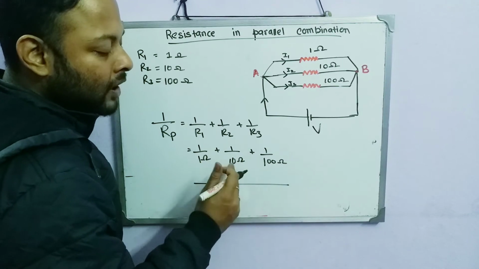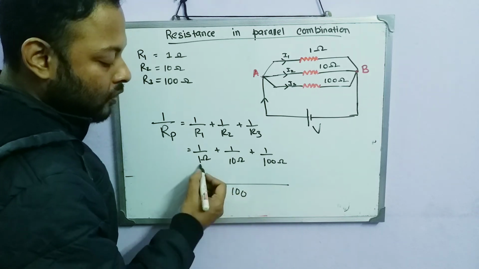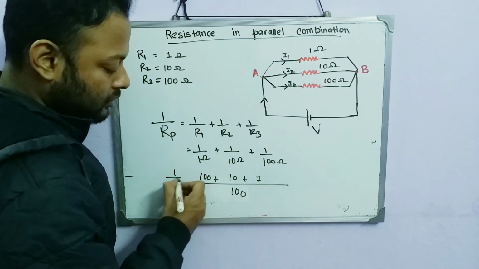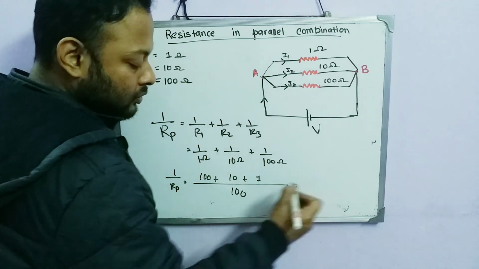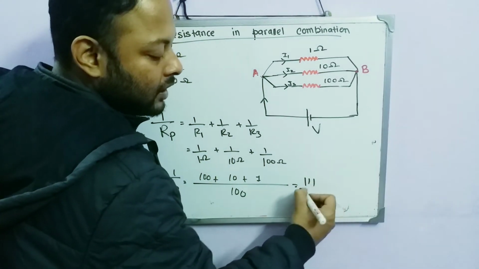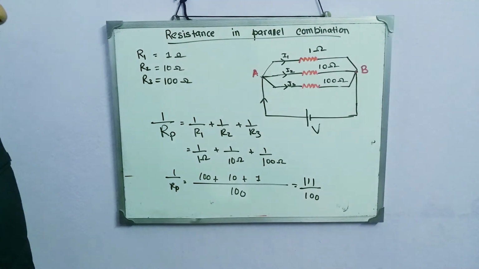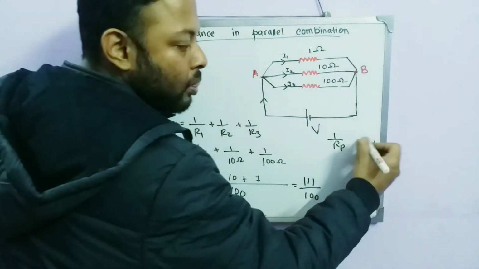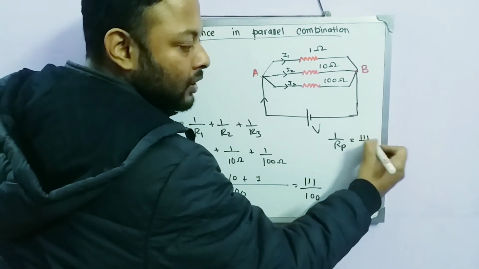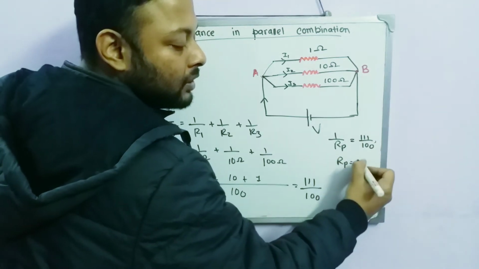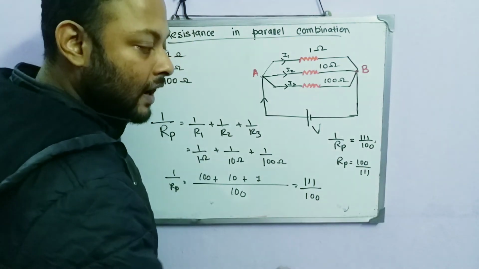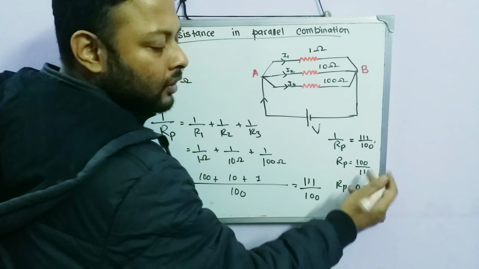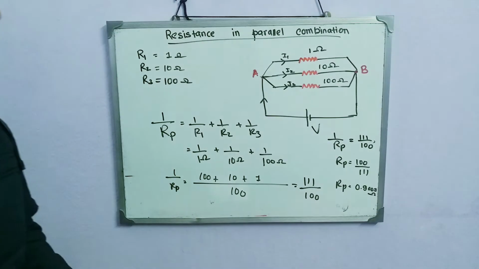Now if I take the LCM of 1, 10 and 100, how much do I get? 100 only. Over here it becomes 100, 10 tens and 1 hundred. So if I do 100 plus 10 plus 1, that becomes 111 by 100. So ultimately 1 by Rp, the equivalent resistance in parallel, is equal to 111 by 100. So Rp becomes 100 by 111. And if you solve it, you will get the value as 0.9009 ohm.